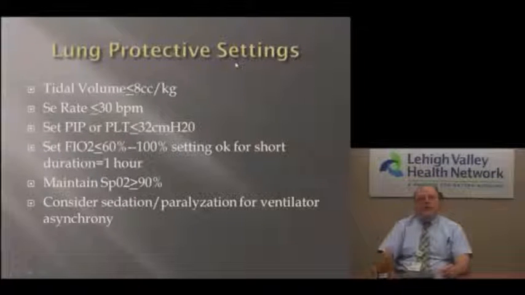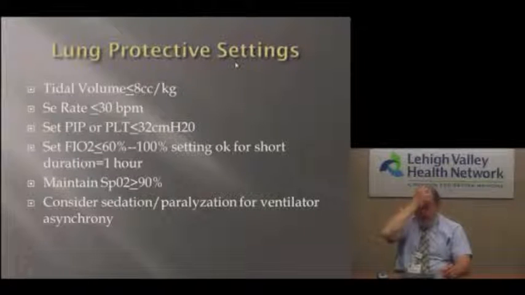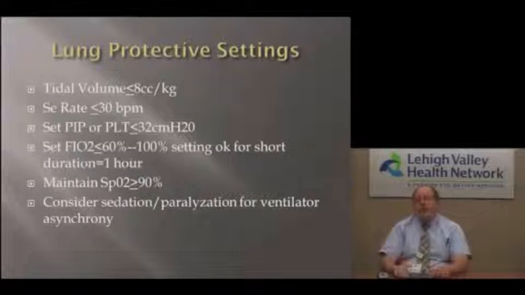These are what I consider to be lung protective strategies. I've been trying to stress over the last decade to our therapists that when you're making changes with the ventilator, don't think of just making the blood gas better, but also of protecting the lung of the patient. So we try to keep tidal volumes less than 8 cc's per kilo, set rates less than 30 breaths per minute, set PIP or plateau less than 32, set your FiO2 less than 60.